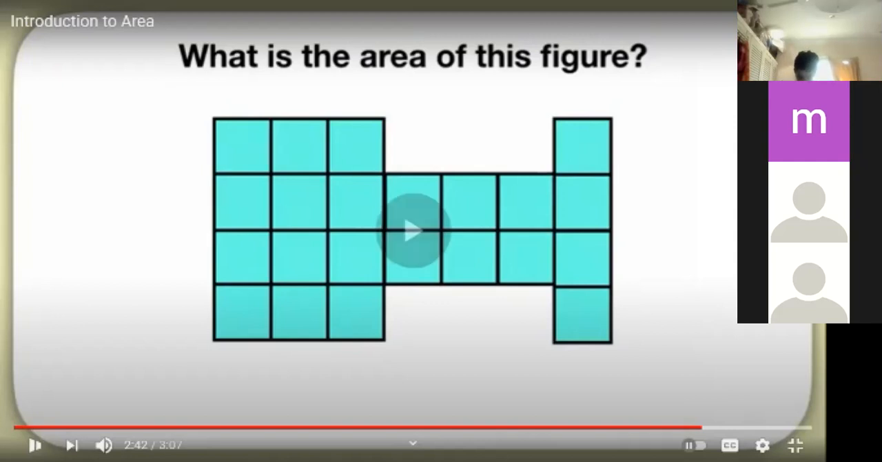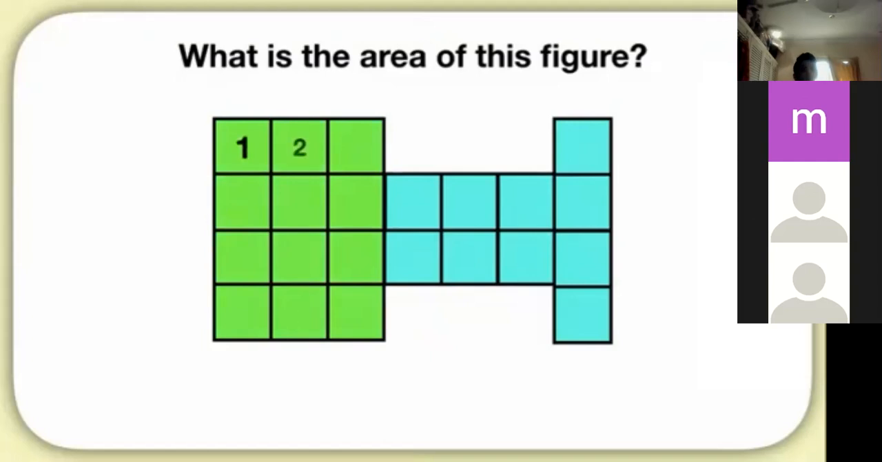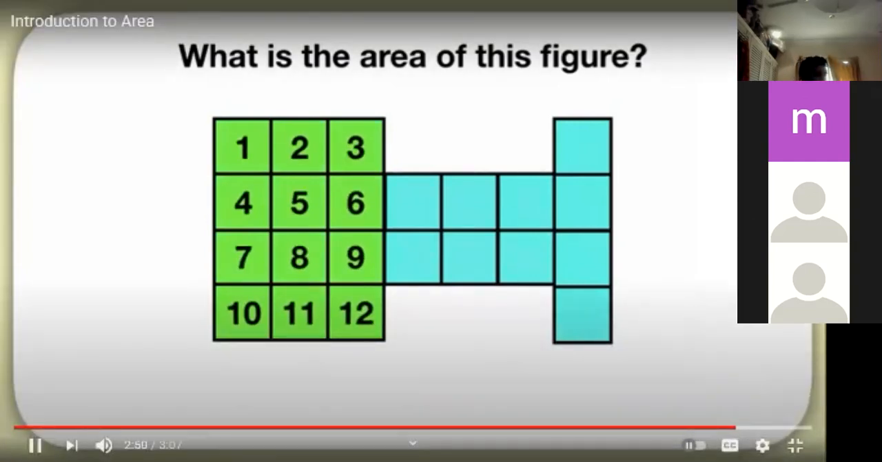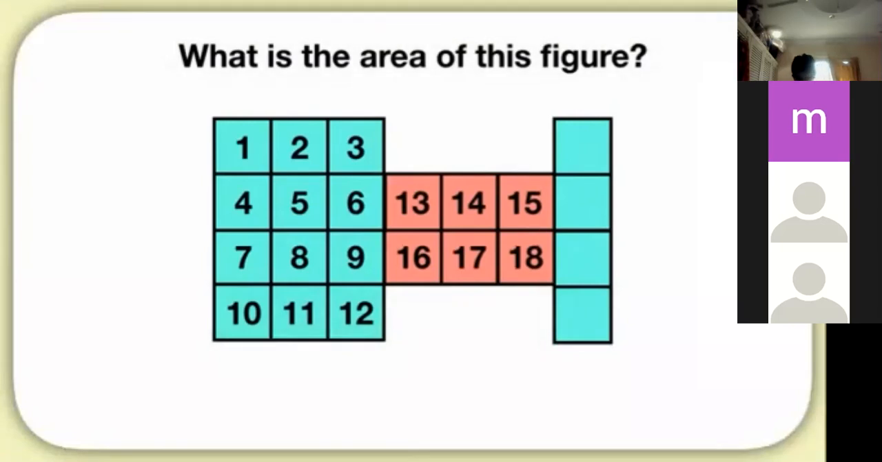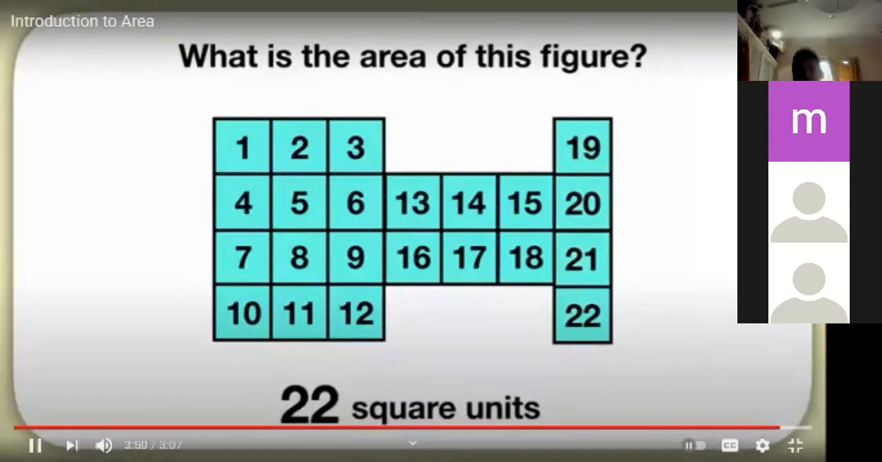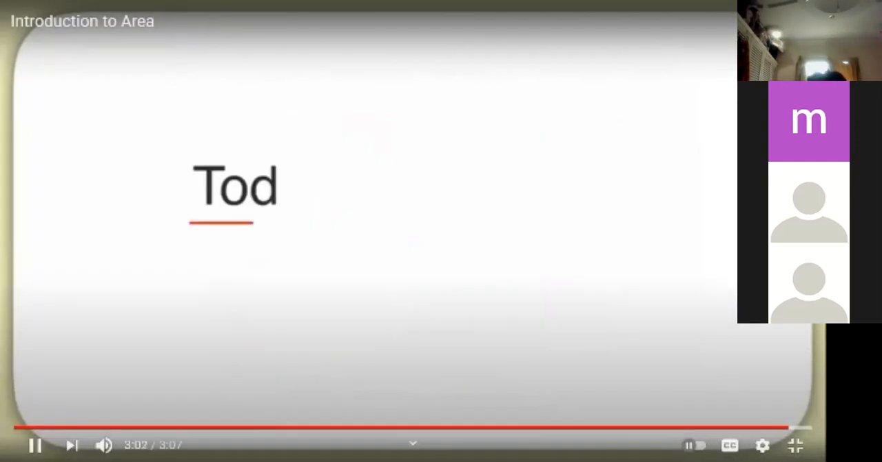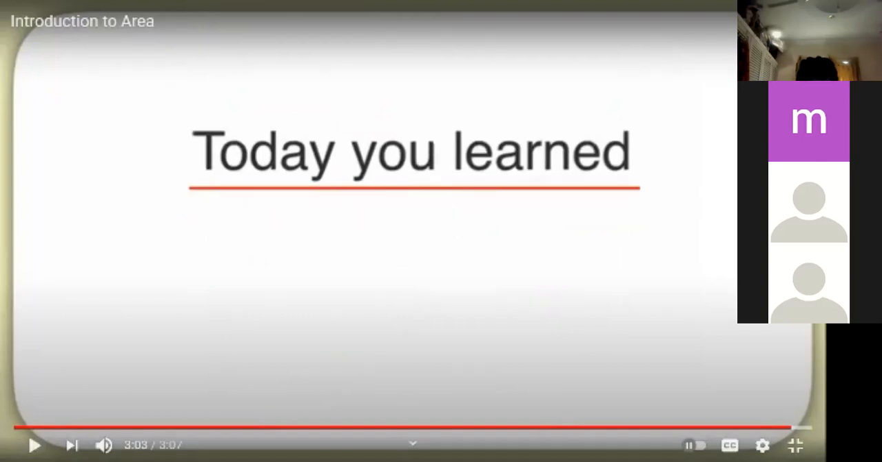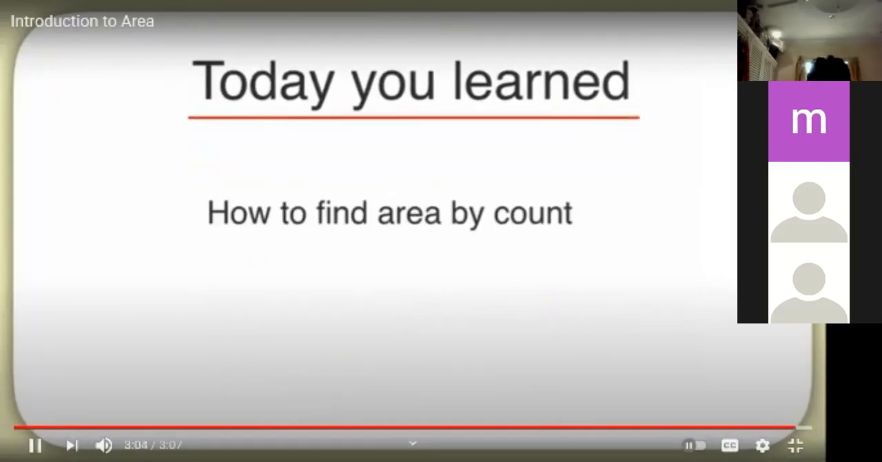Let's check. This is a complex shape, so I'll break it into sections. In this green piece, I see 12 unit squares. In this red piece, I see 6 more, for a total of 18. And in this yellow section, I see 4 more, for a total of 22 square units in this figure. So Saleh is the winner. Today you learned how to find area by counting unit squares.